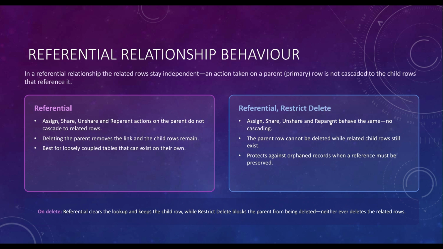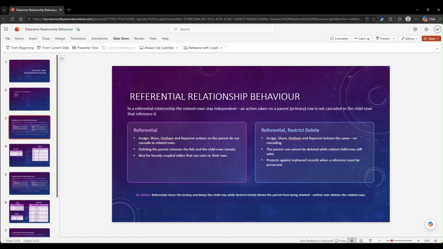As per this behavior, assign, share, unshare, and reparent behave the same. There is no cascading to the child record. However, the parent row cannot be deleted while the related child rows still exist. So I'll show this behavior also.